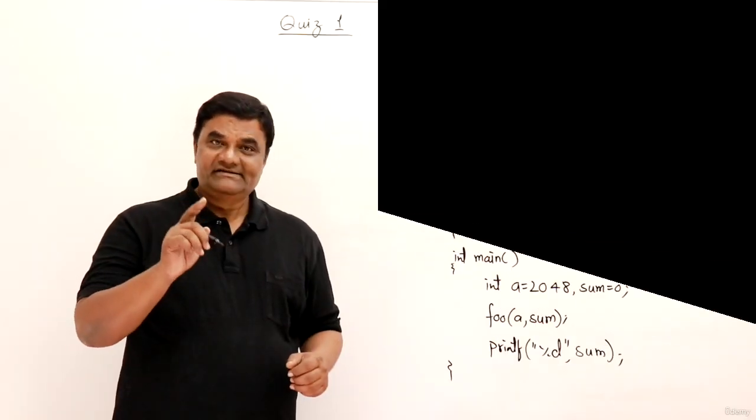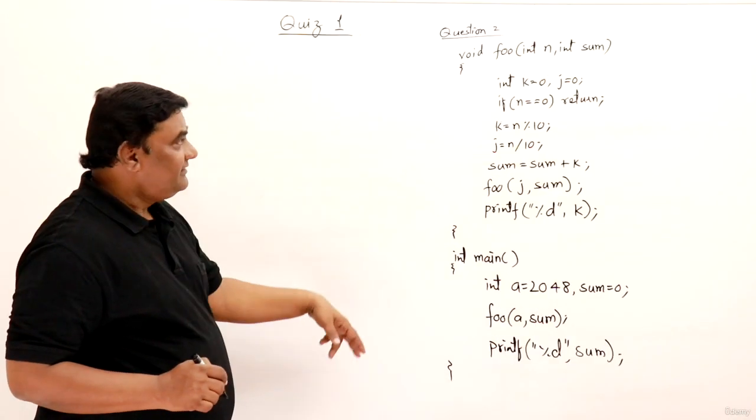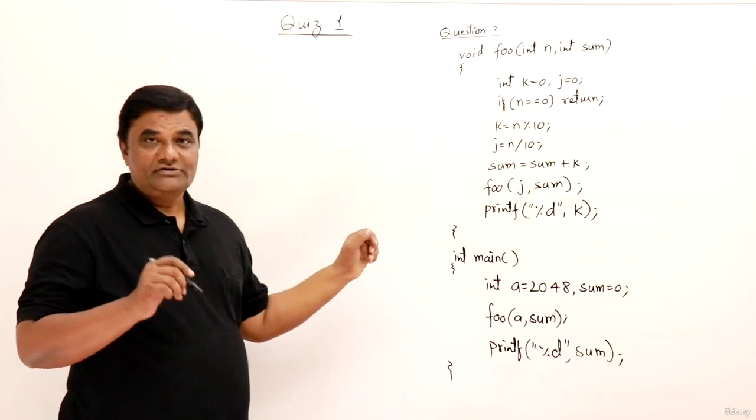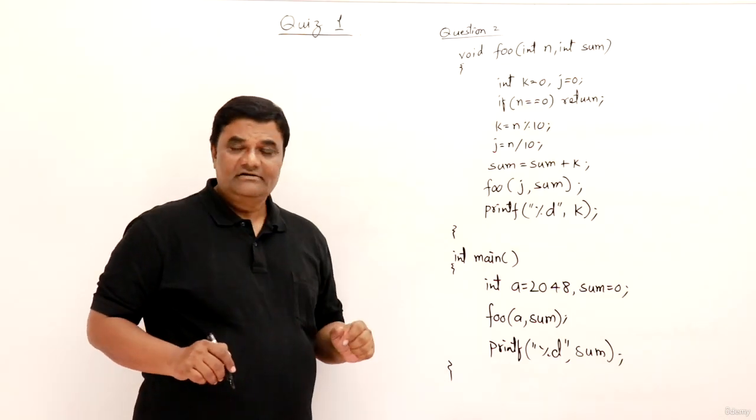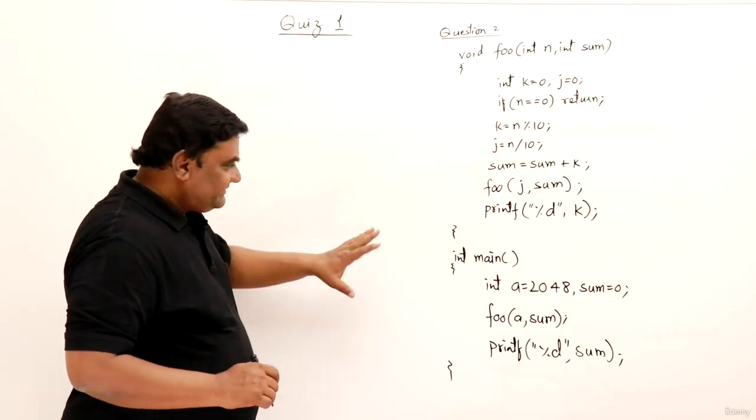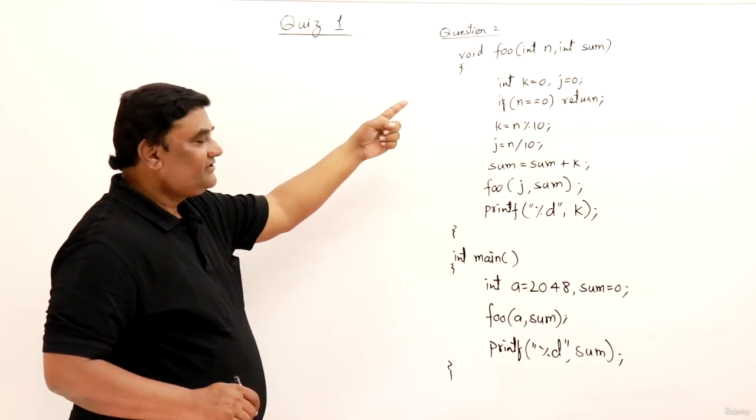Let us look at the second question. So here is a program, that is the second question of the quiz. It is a little lengthy. Let us trace this program. See, here is a main function and also a function foo.